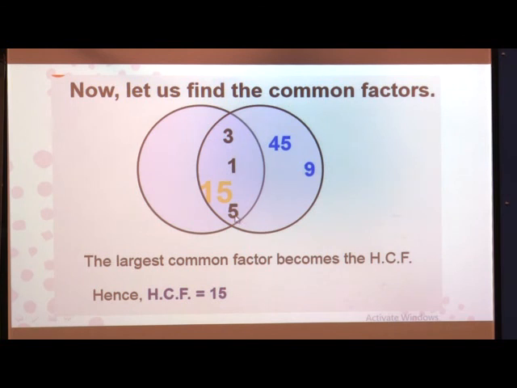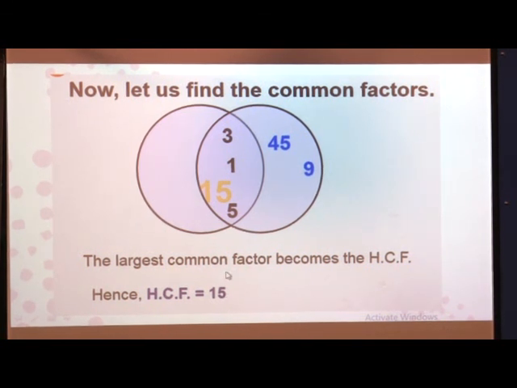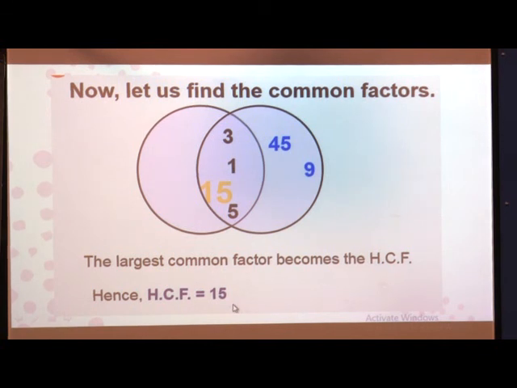Now, you can tell, students, the factors 1, 3, 5, 15, among these which is the highest one? Yes, very good, 15 is the highest one. So, the largest common factor becomes the HCF, and the HCF of 15 and 45 is 15. In this way we find the highest common factor.